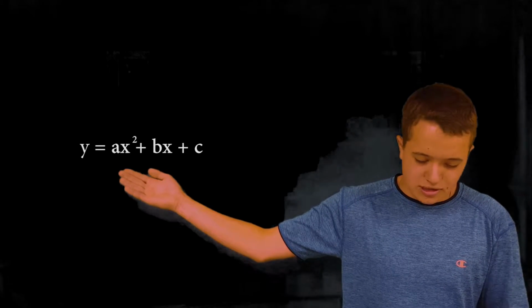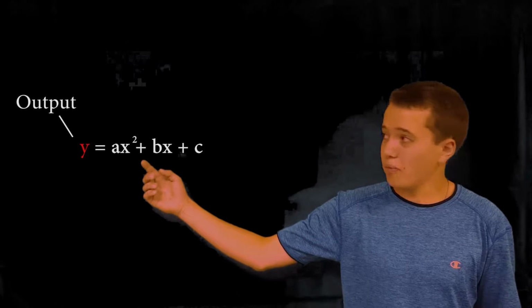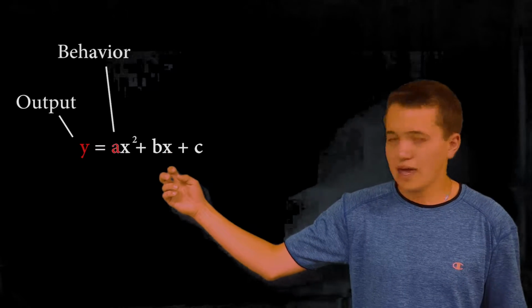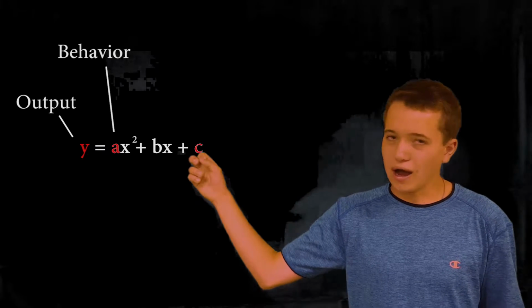Thanks, guys. All right, so general form looks like this: y equals ax squared plus bx plus c. The y represents the output, the a represents the behavior, positive or negative, and the c represents the y-intercept.